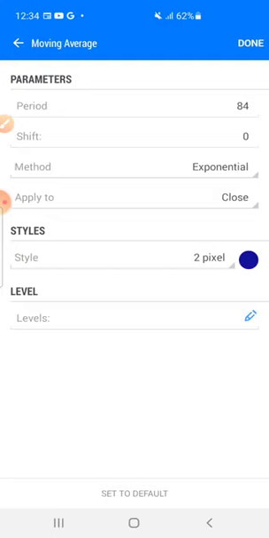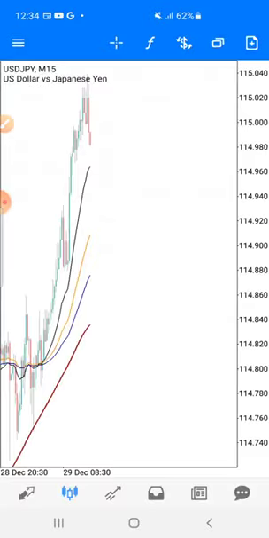Then the next moving average here is moving average 84, shift 0, method exponential, and for the style, you can see 2 pixels, and any color of your choice. Then the last moving average is period 200, and the method is simple. Remember, the others are exponential, this one is simple. Then apply to close, and you change the color. On the style, you change it to 4 pixels, make it bold so that you can see it clearly, because that is our stop loss level. Now I'll go back to the chart.